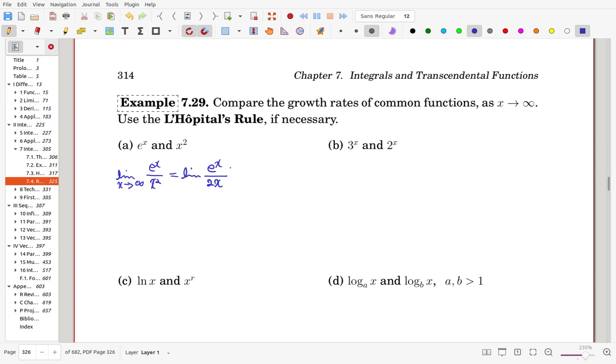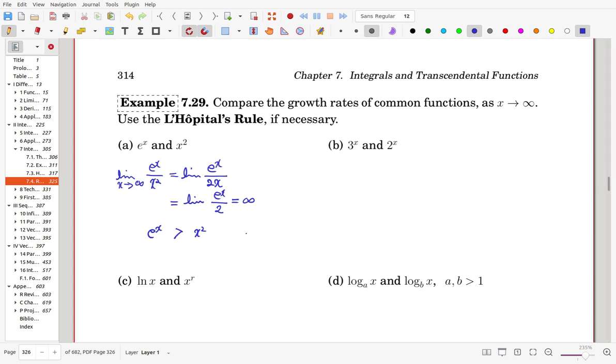Again, top and bottom approach infinity, so we can use L'Hopital's rule once more. Same limit, and e to the x over 2. Now, the bottom is a constant, and the top approaches infinity, so the value must be infinity. So we can conclude that e to the x is growing faster than x squared. Let's write that down in this way.